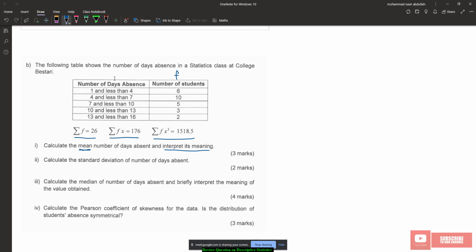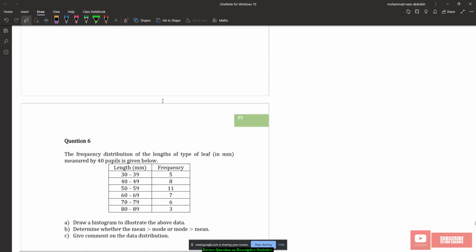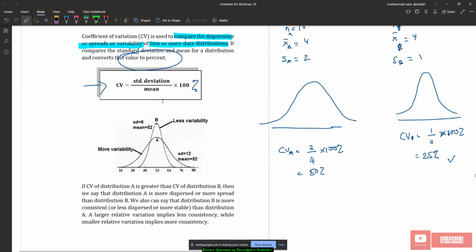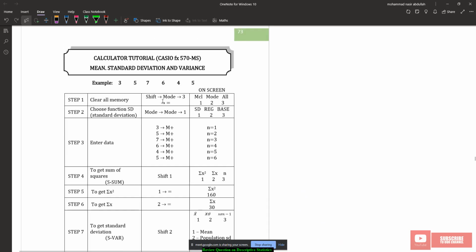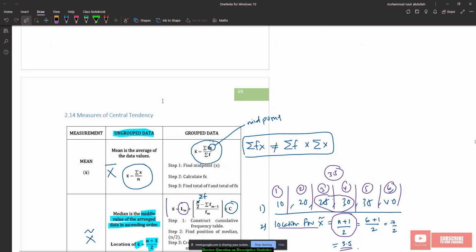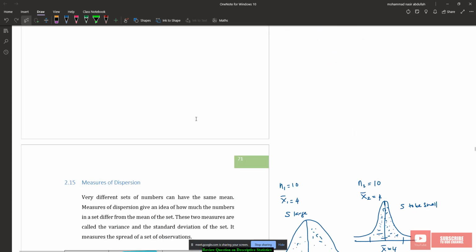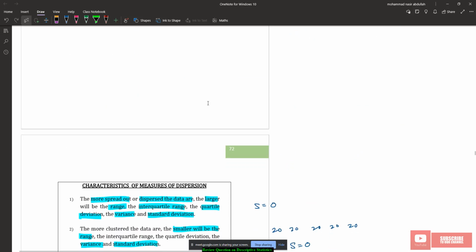So what is the formula for mean? x bar is equal to summation of fx divided by what? Can you remember? Divided by summation of f. If you still remember, let's look at the formula again. Where is the formula? Page number 69 in your book. So for grouped data, summation of fx divided by summation of f. This is the formula for mean.